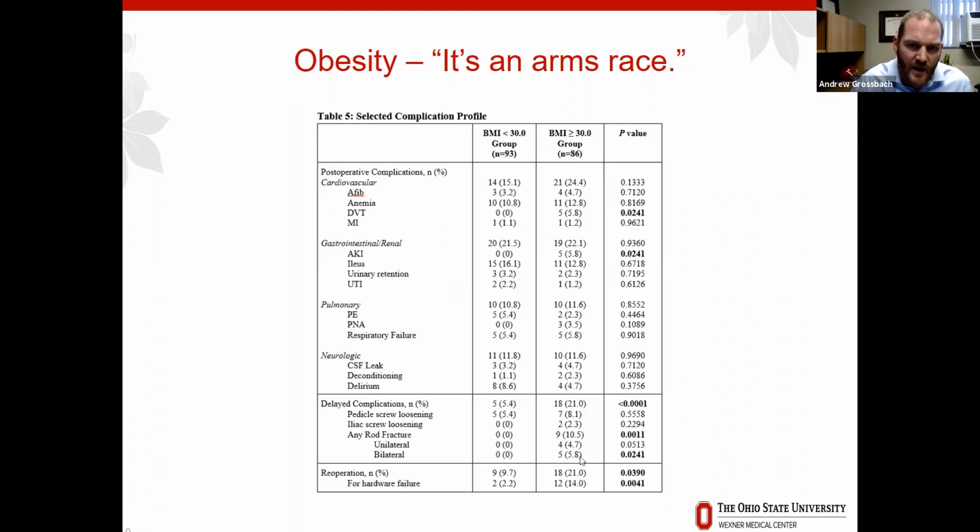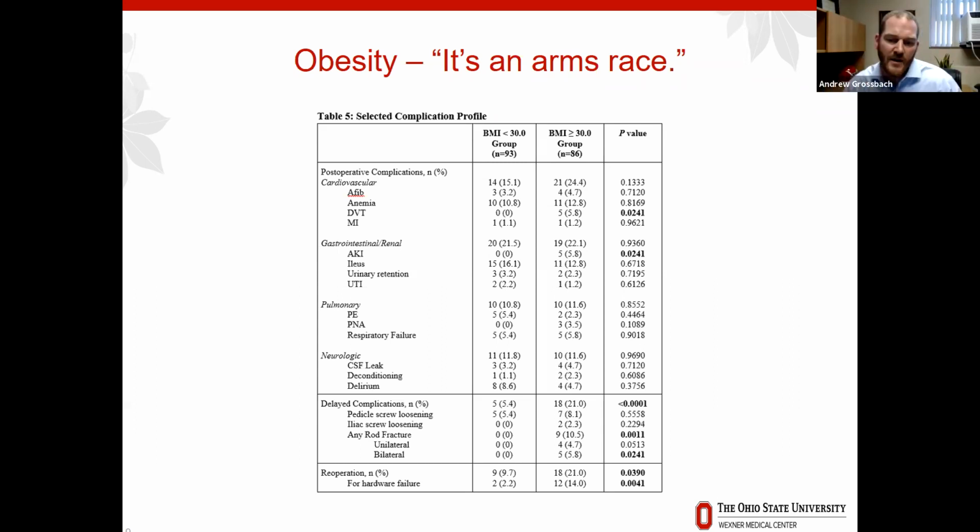And we can look at our complication profile here. Interestingly, in the greater than 30 group, there was increased risk of cardiovascular complications, and significantly higher risk of DVTs compared to our less than 30 group. Gastrointestinal and renal complications were about the same. Pulmonary, about the same. Neurologic complications, same. But the thing that we saw a significant increase in was hardware complications, looking at screw loosening, iliac screw loosening, and rod fractures in particular. It's not surprising, greater stress on those rods is going to have an increased risk of rod fracture.